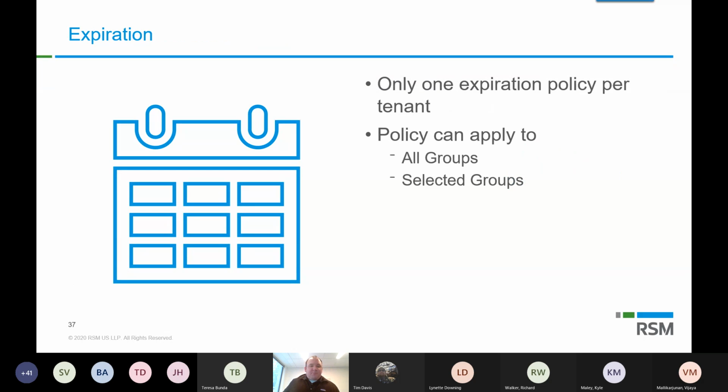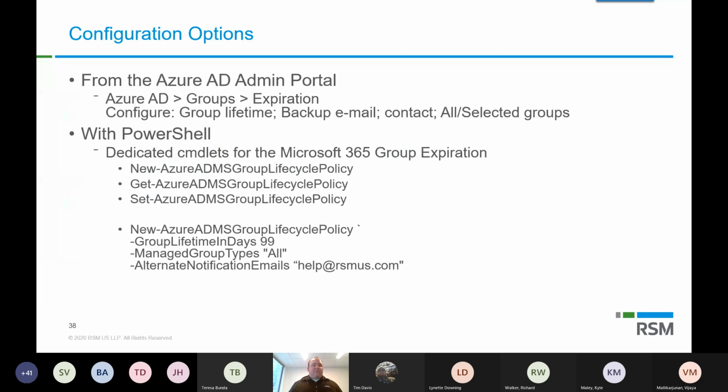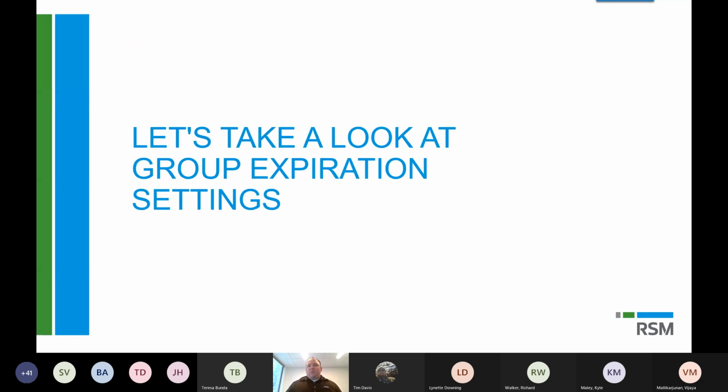There is only one expiration policy per tenant. You can't have more than one, and it can apply to all groups or certain selected groups out there. So let's take a look at where those are for us along the way.